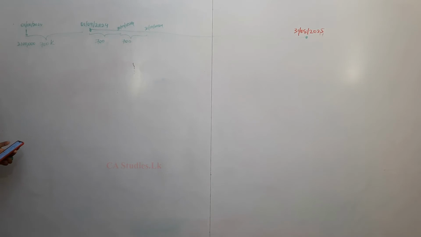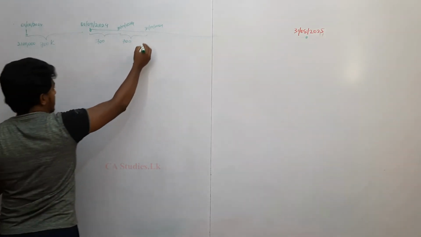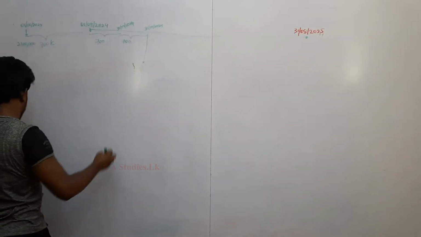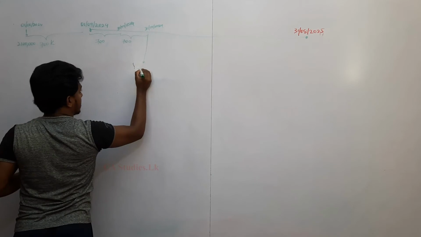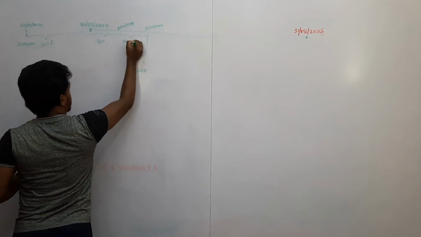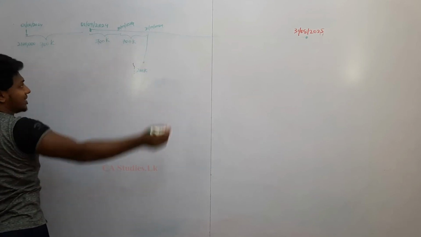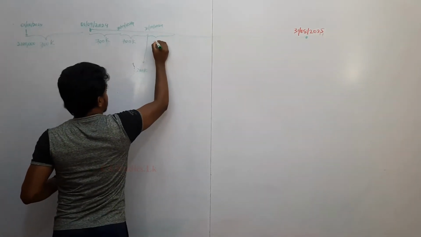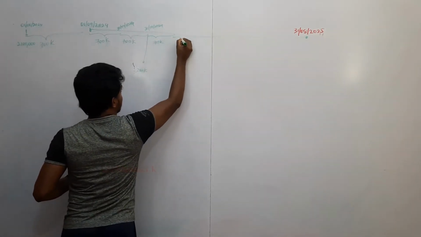Let's do next. Then 1st November 2024, we again pay how much? 2.1 million. 2.1 million for the next 3 months. So the next 3 months' charge is also 700,000 each, right?